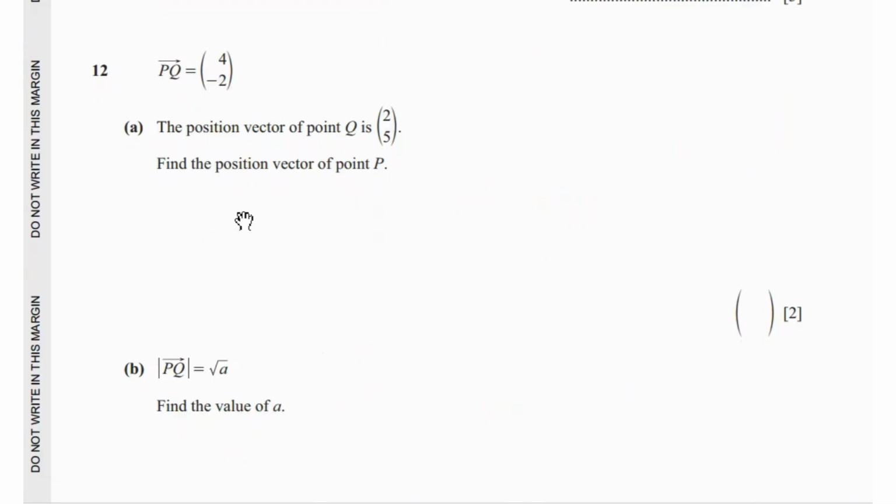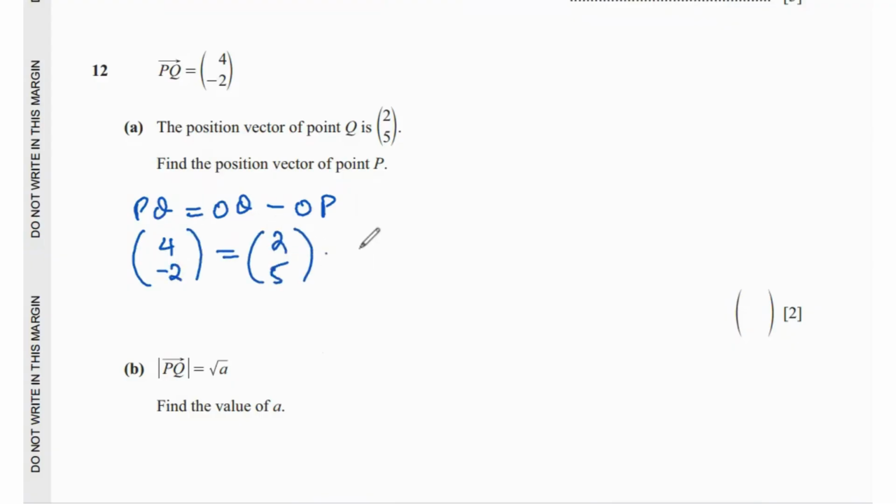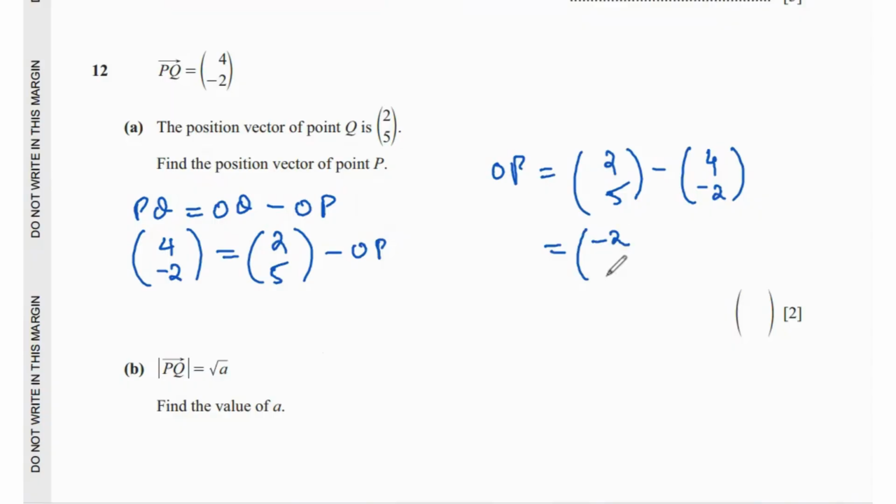Then the vector PQ is given as (4, -2), and the position vector of Q is (2, 5). We're asked to find the position vector of P. PQ is OQ minus OP. So that's going to be (4, -2) equals (2, 5) minus OP. OP is going to be (2, 5) minus (4, -2), which is (-2, 7). That's your position vector of point P.